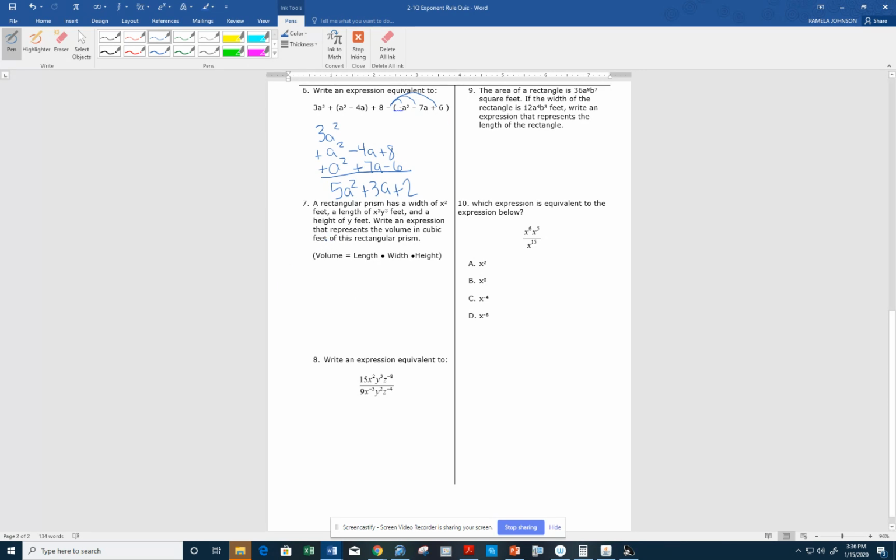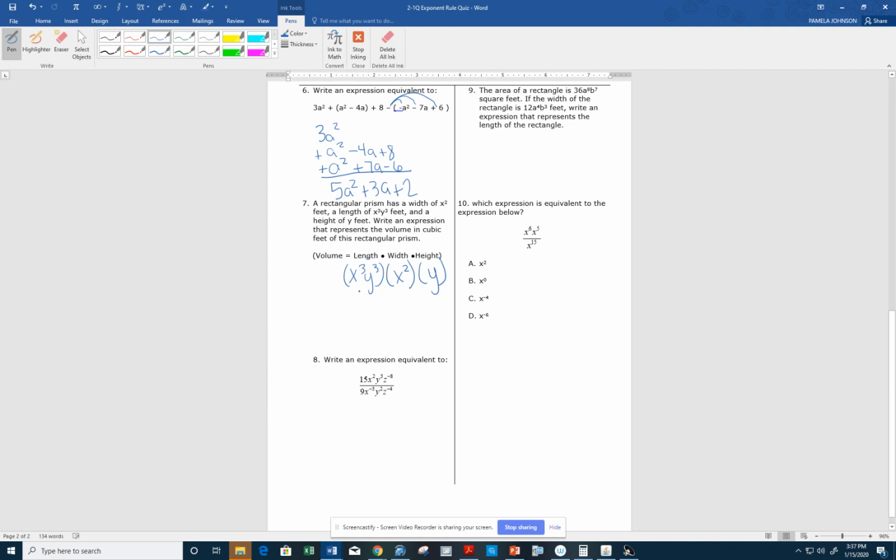Number 7, this word problem tells us that we have a rectangular prism that has a width of x squared feet, a length of x cubed y cubed feet, and a height of y feet. We're going to write an expression that represents the volume in cubic feet of this rectangular prism. It gives us the volume formula, length times width times height. So our length is x cubed y cubed, our width is x squared, and our height is y.